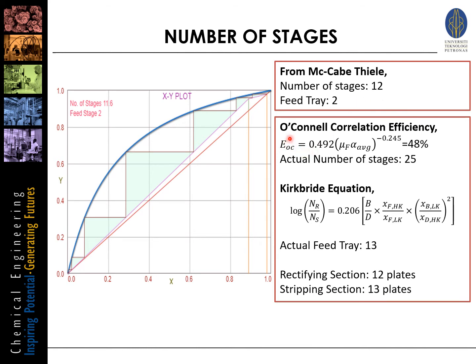So by incorporating the O'Connell correlation efficiency, which is calculated to be 48%, it is determined that the actual number of stages, which is determined by dividing the 12 by 0.48, is 25. And with the Kirkbride equation, the actual feed tray is 13. So in summary, the rectifying section will be 12 plates and the stripping section around 13 plates.